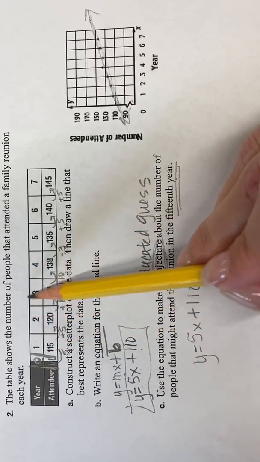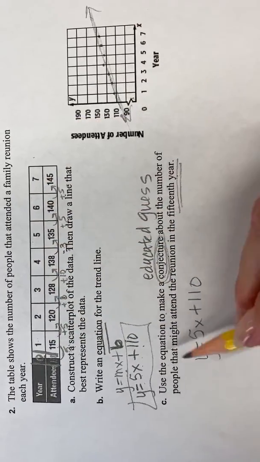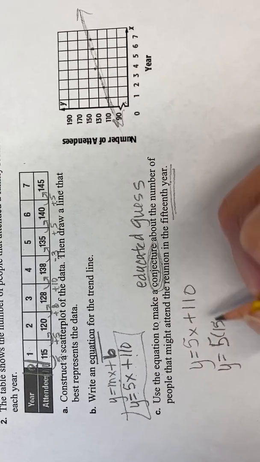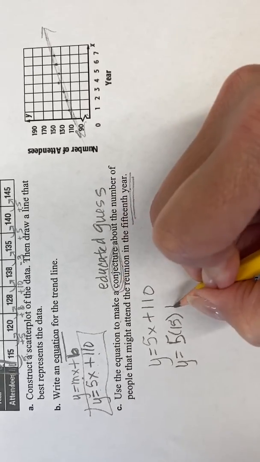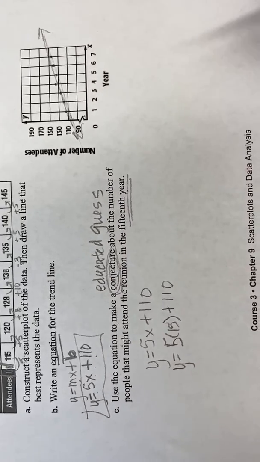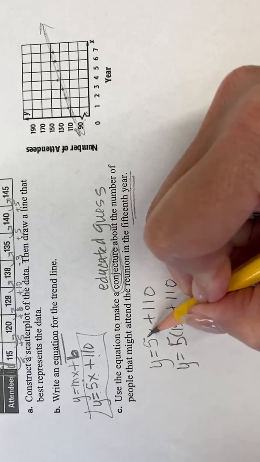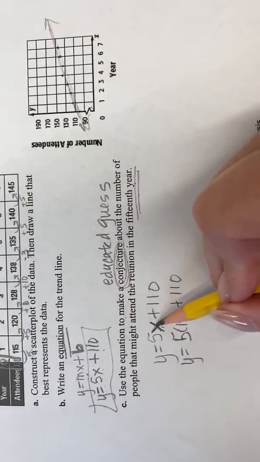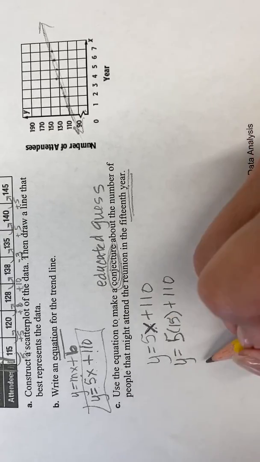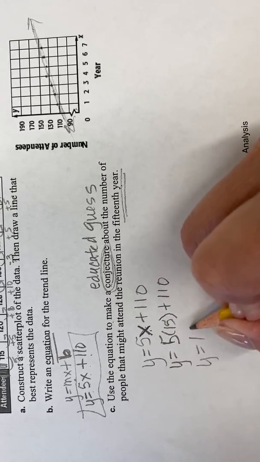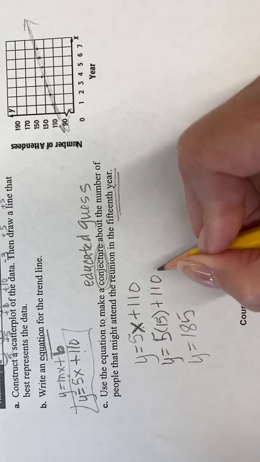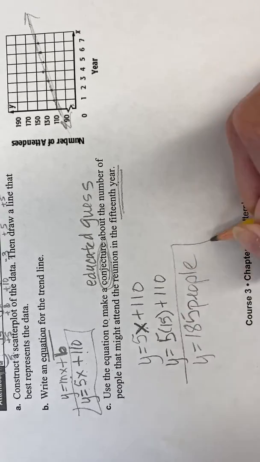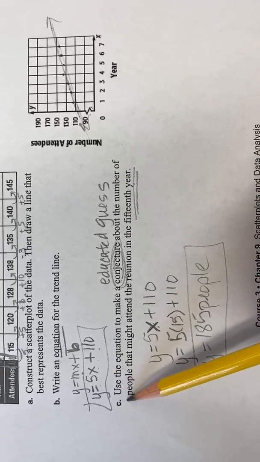1, 2, 3, 4, 5, 6, and 7, I'm going to go ahead and plug in 15, 5 times 15, plus 110. So all I did was plug in my year for the x, because these are my x values. So I'm plugging in the year here with 15. So y equals 185. If I plug this into my calculator, I get 185 people. So here is my answer to C.